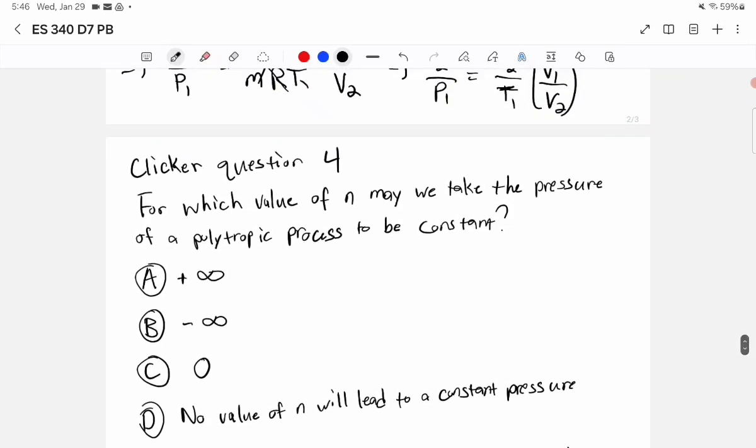For which value of n may we take the pressure of a polytropic process to be constant? Remember, PV to the n is equal to a constant. Is there any value of n for which we could take P to be constant?